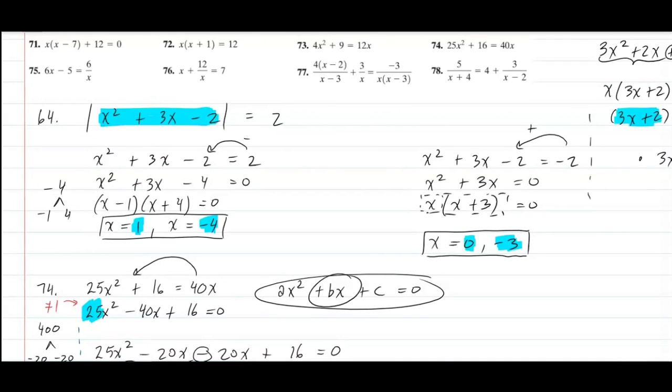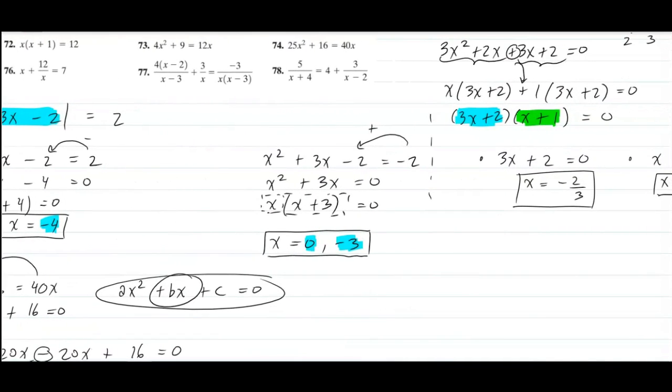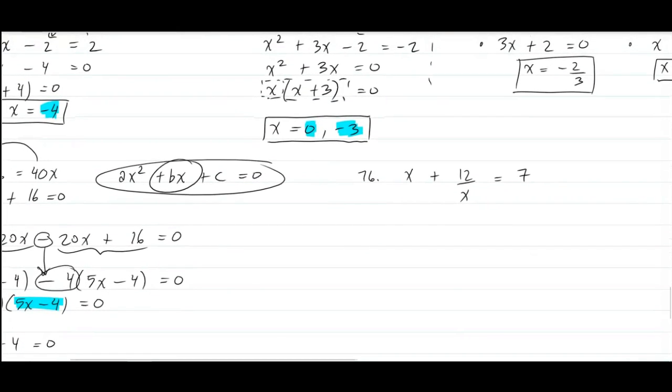Let's take a look at number 76. Number 76 says x plus 12 over x is equal to 7. Now, initially, students get all kinds of ideas to solve this, and I don't want you to brush over this just because it's the end of the lesson. But look, you have to realize this is a rational equation. Why is it a rational equation? Because it's got an x in the denominator of one of the fractions.